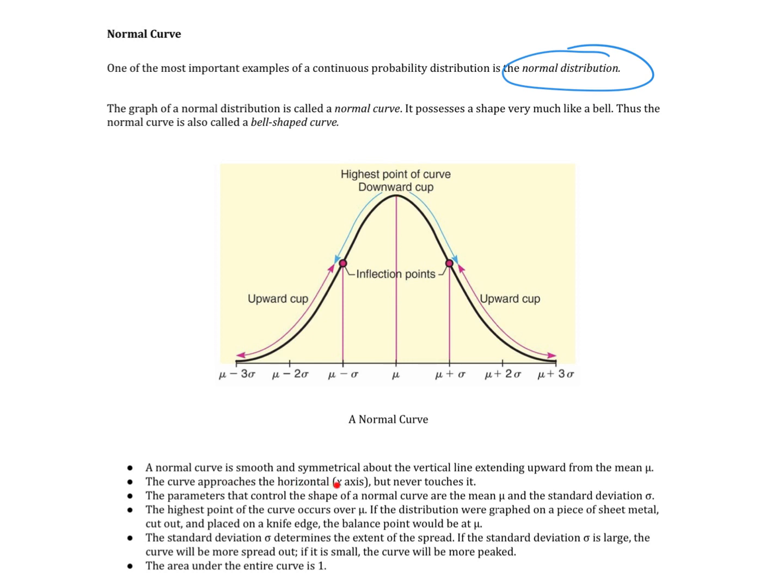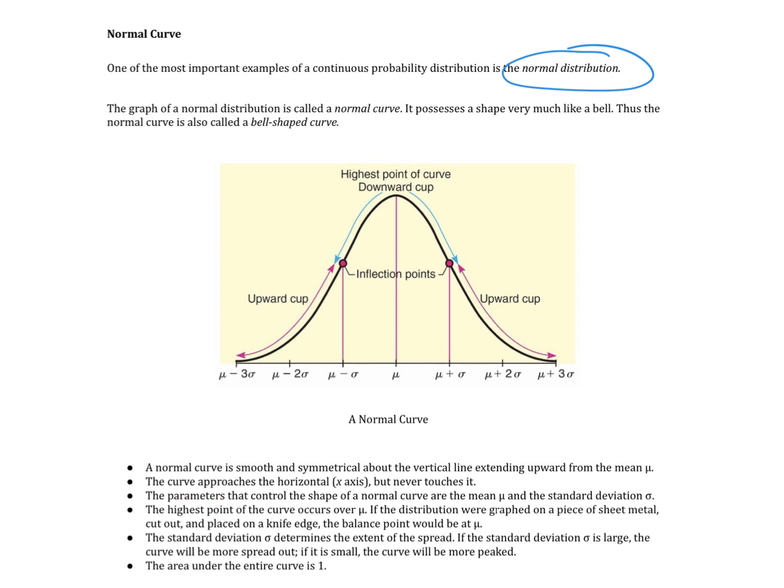The curve approaches the x-axis but never touches it. So on this end, it goes to the left forever, and it goes to the right forever, and it gets closer and closer to the x-axis, but it never actually reaches the x-axis, even though it kind of looks like it is really close. It just never reaches it.